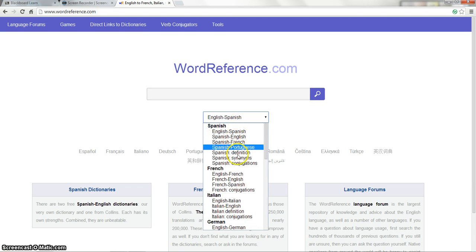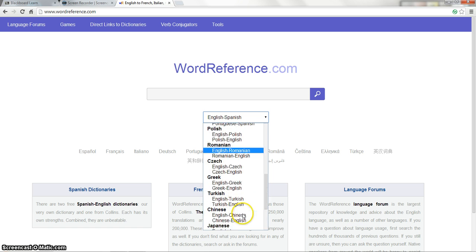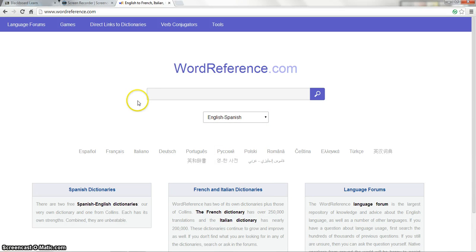You can use the English definition or the Spanish definition, Spanish synonyms, and Spanish conjugations, which you will need the most through this class. But you can also interpret from English to Spanish or Spanish to English, or English to French, Italian, German, Russian, Romanian, Greek, etc. There's a whole lot of languages right here that you can translate. So this is a very handy tool to use.